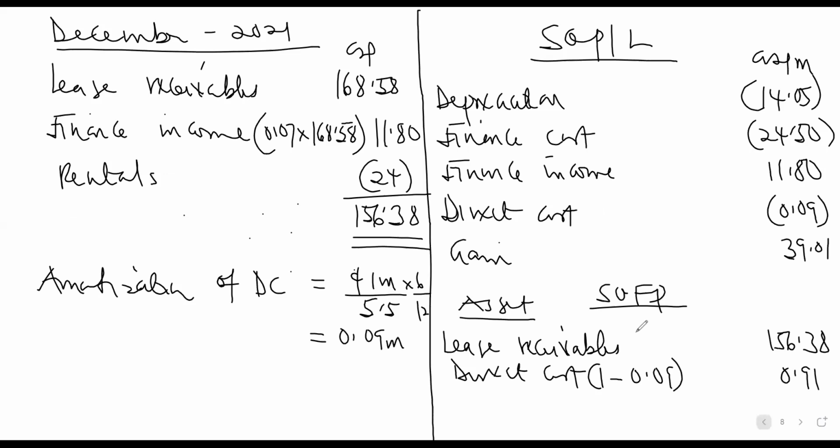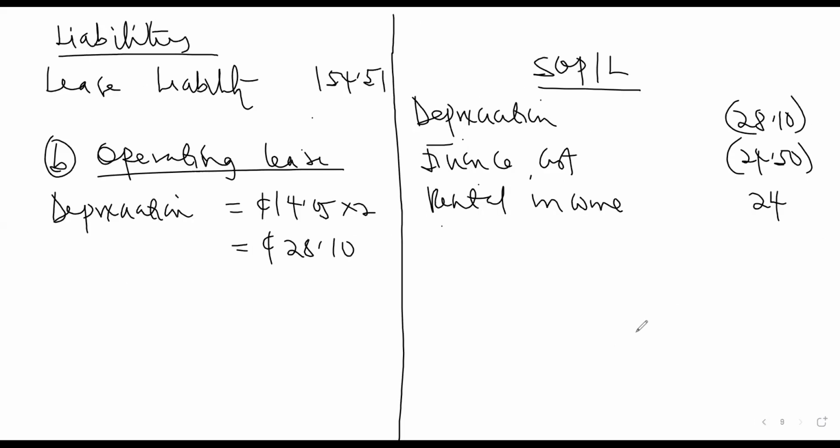But the direct cost also will still be amortized, but just over 2 years. So the direct cost will be amortized over only 2 years. Okay, so that will divide by 2 over only 2 years. Okay, so that will give us 0.5.